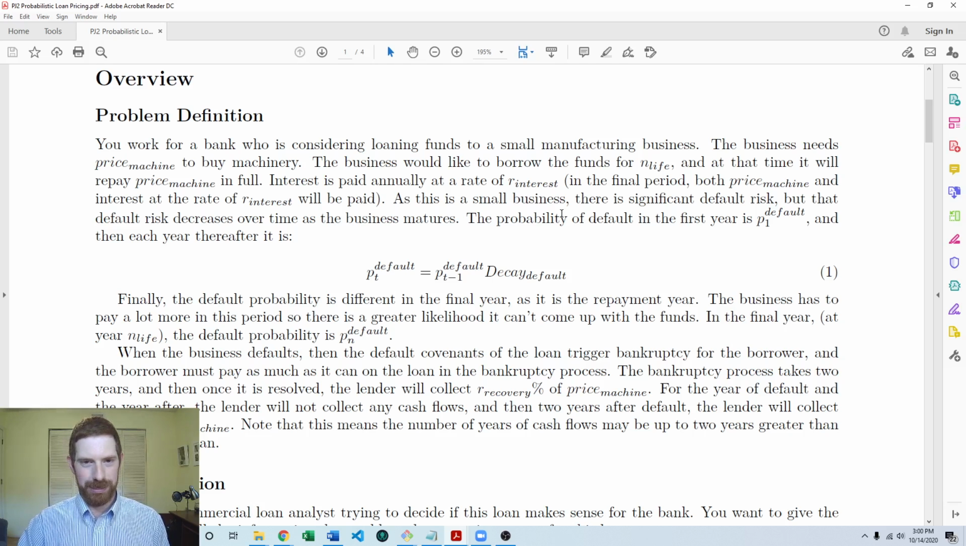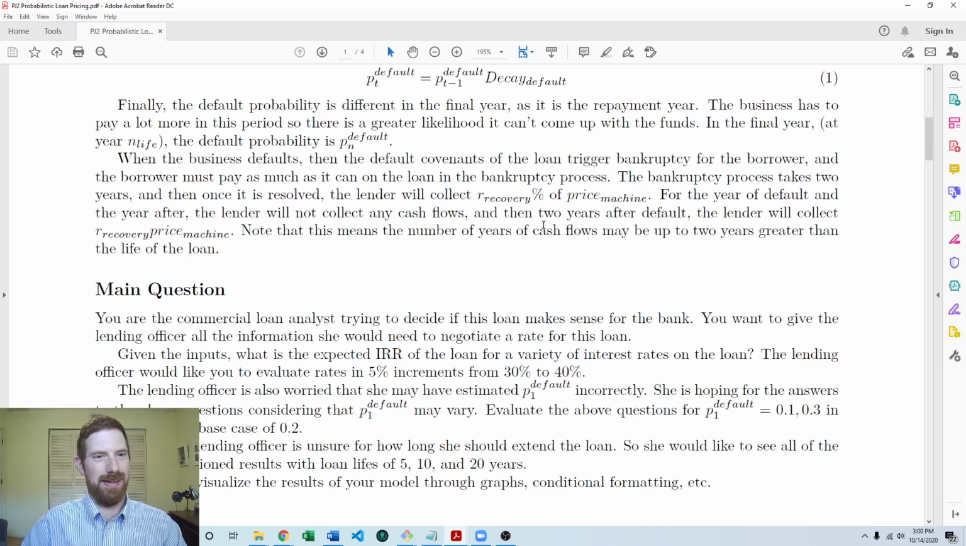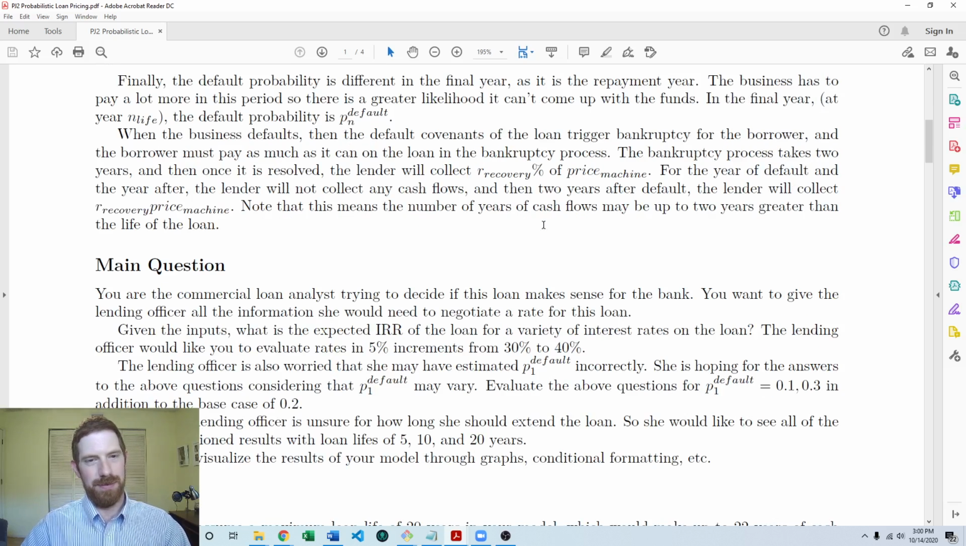But in that final year, when the loan is actually due, the business doesn't just have to pay the interest payment, they have to pay the full amount of the loan, the principal, in addition to the interest payment. So that's a much bigger obligation for that final year. And so the final year has a separate default probability, which is going to be higher than their typical default probability for the interest payments. And so we need to model what happens whether the borrower defaults or doesn't default.